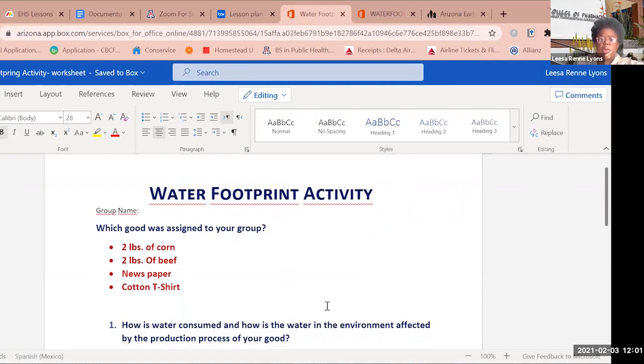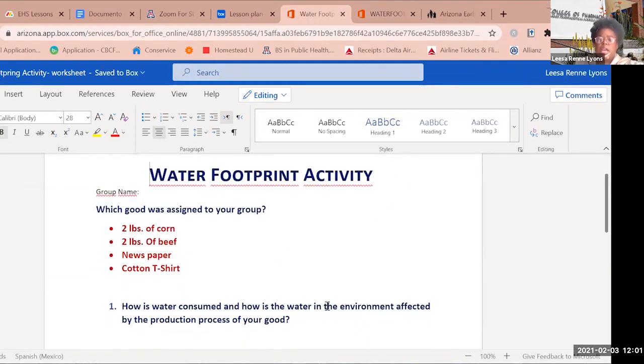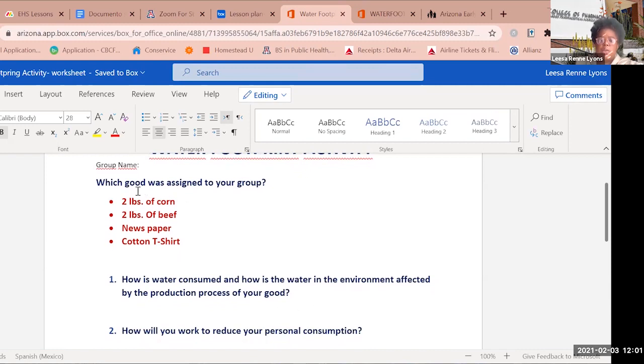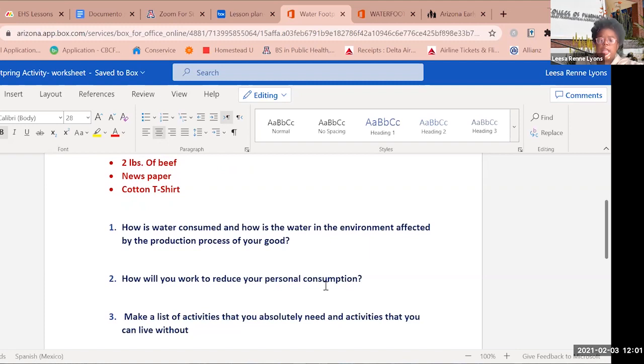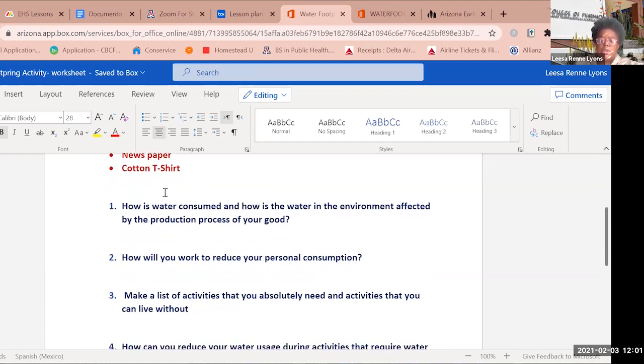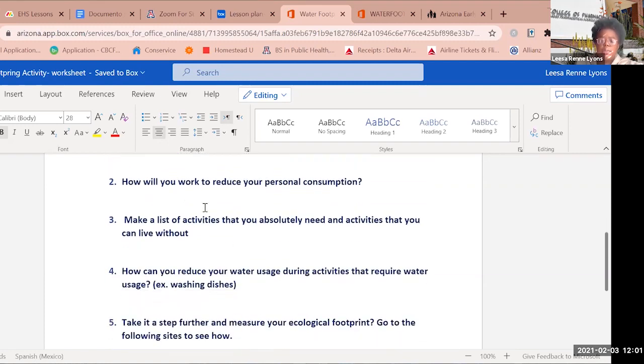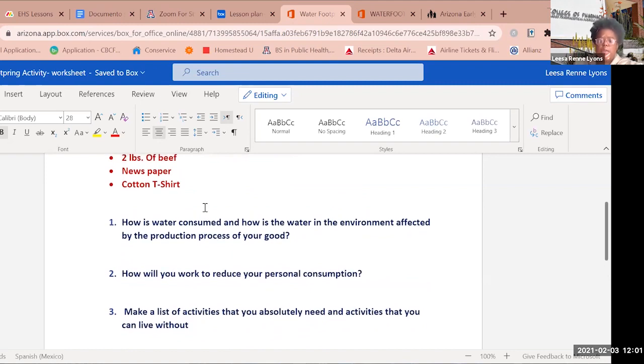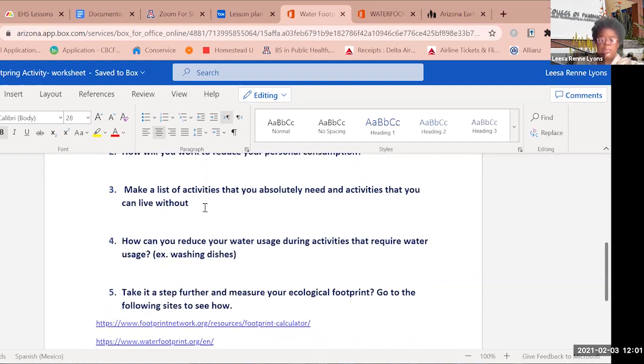which leads us into the water footprint activity that is given at the conclusion of the lesson. So each group is going to need those materials that were discussed earlier, and they're going to be divided into groups with the responsibility of looking up either corn, beef, newspaper, or a cotton t-shirt. And then they're going to write answers to these 4 questions and create a little infographic on that paper with the markers and the writing utensils.